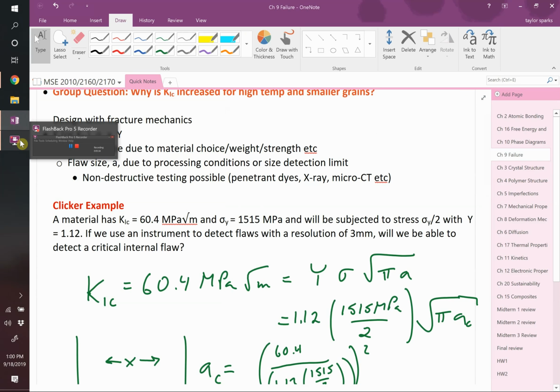So there's lots of what are called non-destructive testing ways to find flaws in your material, which is great because oftentimes maybe we can't control the stress. We know that it's going to reach some level, but we can test to see whether or not our material is going to fail, okay? Any questions about Griffith fracture toughness? No? Straightforward? Okay.